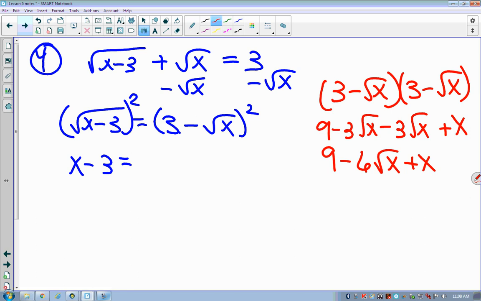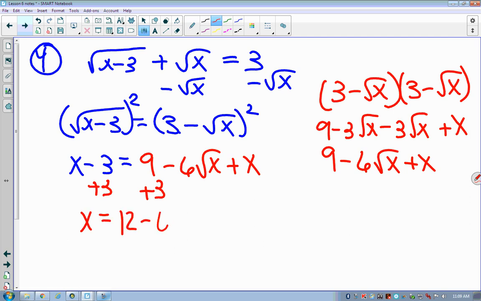So I'm going to bring that solution over here. 9 minus 6 radical x plus x. Now I can begin to simplify and solve. Anybody have their thoughts on what happens next? I want to make sure that I've got, let's see, I heard add 3. All right, so add 3. Add 3 to what? To 9. So you've got x equals 12 minus 6 radical x plus x.